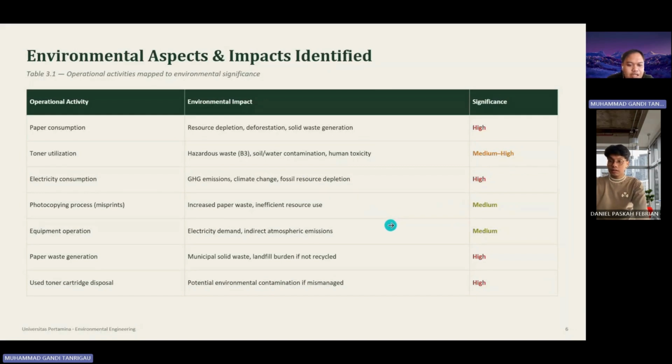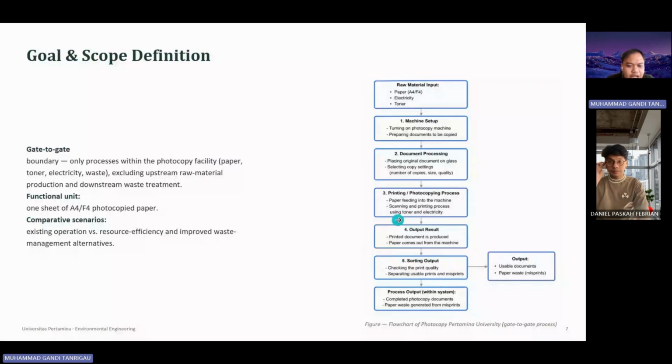Let's have the goal and scope definition. The system boundary used in this research is gate to gate, meaning only activities inside the photocopy facility are analyzed. The functional unit is one sheet of A4 or B4 photocopy paper. The operational scenarios compared existing conditions, resource efficiency improvement, and risk management practice.